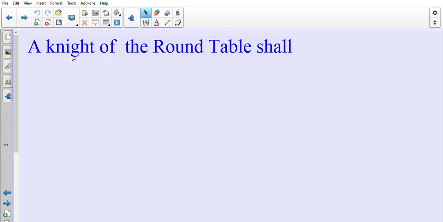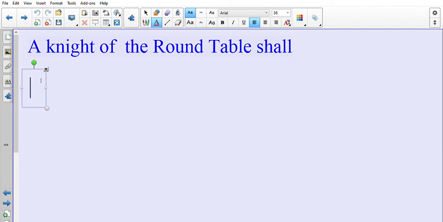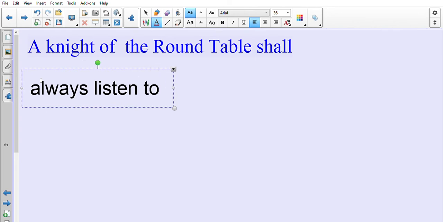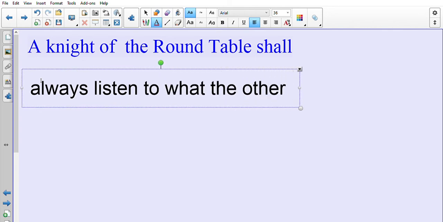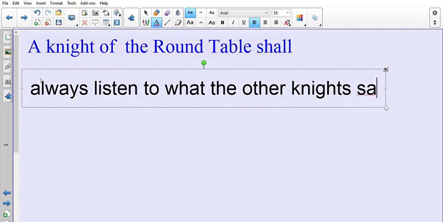These are some ideas I've had, and then maybe you can think of some of your own. I'll put a few ideas here. So I think that knights should always, so it says a knight of the round table shall, so I'll start it with always listen to what the other knights say. Okay, so that means that they're going to listen before they interrupt. So a knight of the round table shall always listen to what the other knights say.